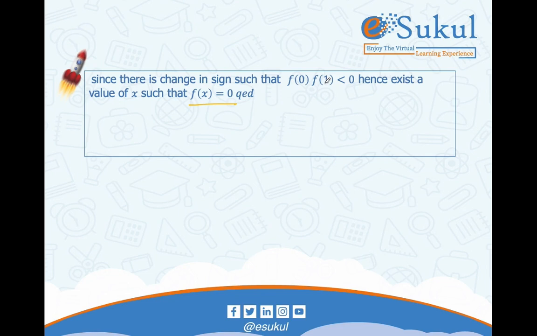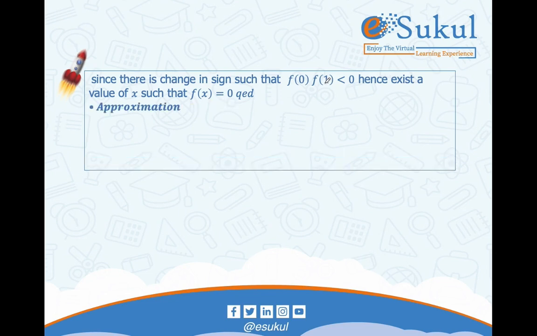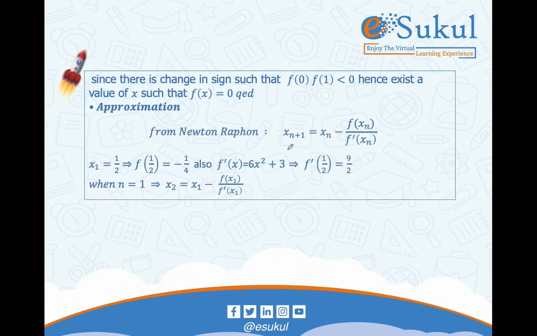In B, we show a new approximation for the iteration of Newton-Raphson, where we have to get the second approximation. We remind ourselves that from the Newton-Raphson method, we have xn plus 1 equals xn minus f of xn over f prime of xn. Having the first estimate at 0.5, which is our half here, we can find f of half, which is negative 1 over 4. We get the derivative of the curve, we have 6x squared plus 3. Replacing, f prime of half is 9 over 2.